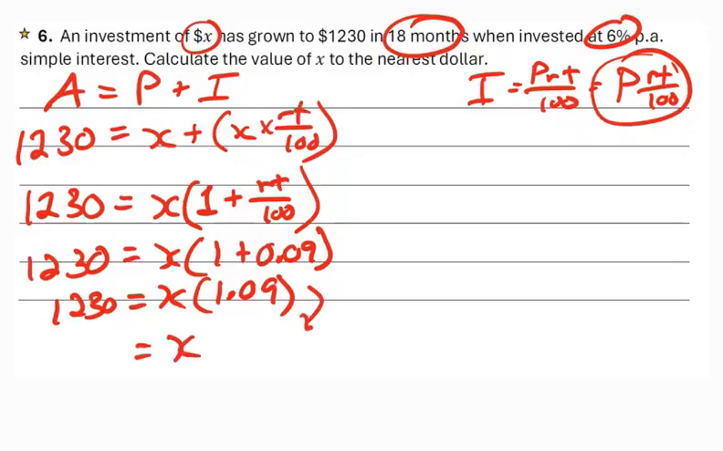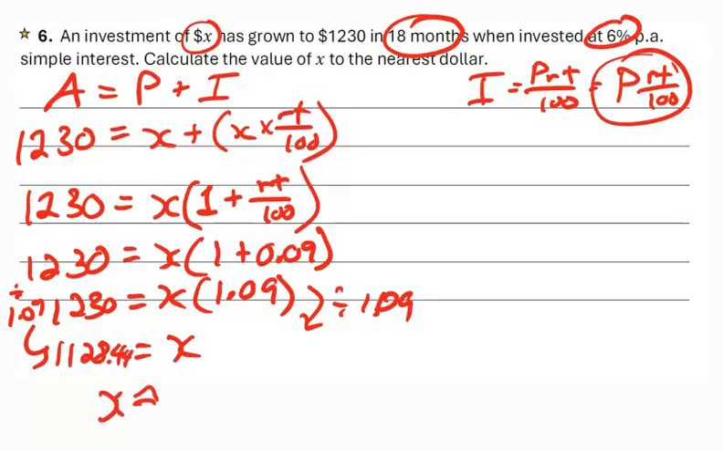So to get to X, we divide by 1.09 on both sides. 1.09 divide, oops, sorry, that's so sloppy. And so that gives us 1128 and roughly 44 cents. So X is roughly equal to $1,128. And whether they went to 44 cents, I can't recall.